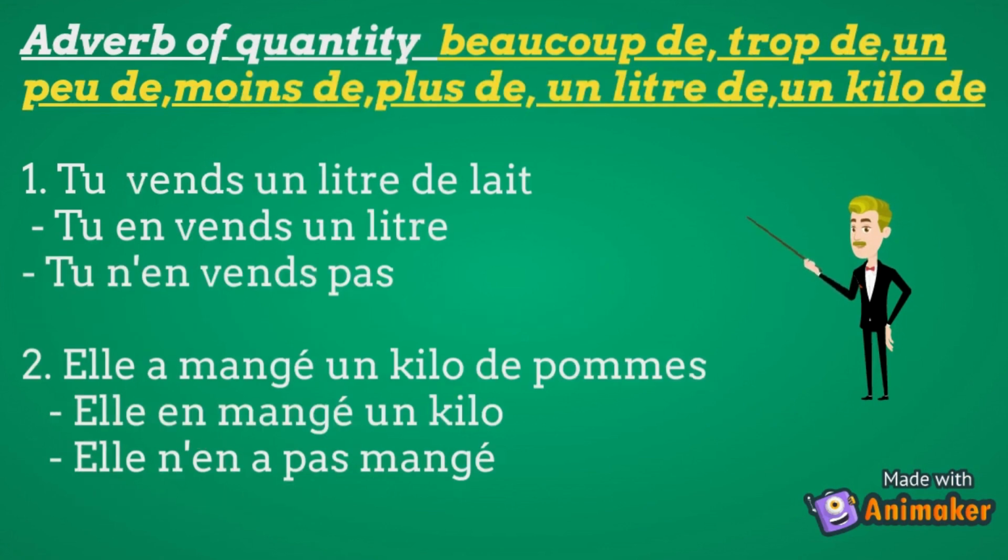Number 3, pronoun "en" replaces adverb of quantity. Point to remember: in positive sentence, we have to mention the quantity, but on the other hand, we don't have to mention the quantity in the negative sentence.